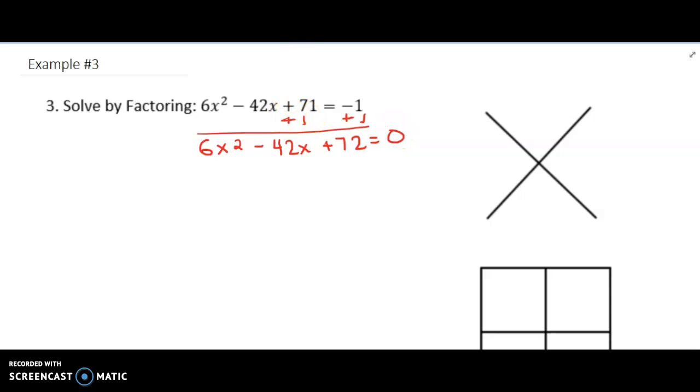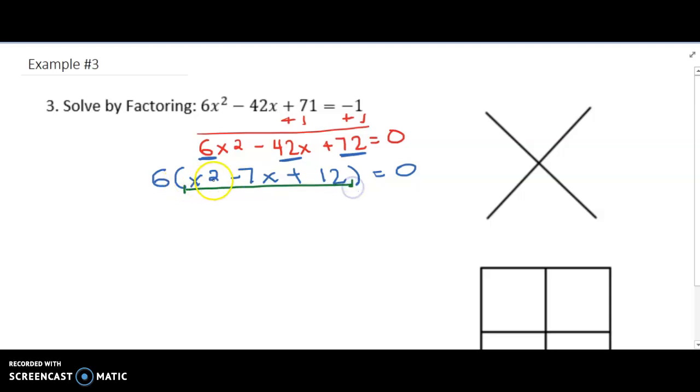All right, now this one I can pull out a GCF. Okay, so what number is a factor of all 3 of 6, 42, and 72? You should notice that all 3 of these are multiples of 6. So we can factor out a 6, and I'm left with x squared minus 7x plus 12 equals 0. Okay, now my 6 is out of the way. Now all I need to focus on is my x squared minus 7x plus 12.